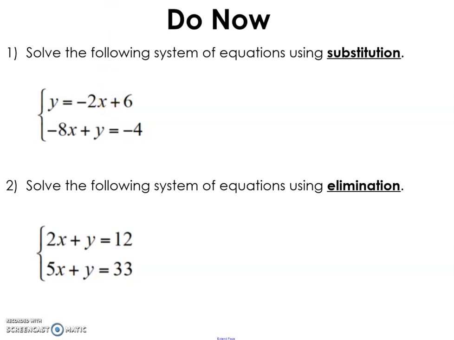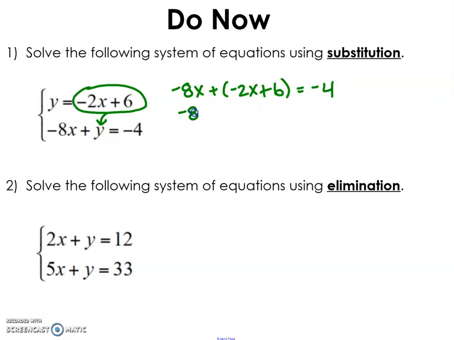When we use substitution, we're going to substitute in an expression for a variable, and we'll use substitution when it's evident that there's a variable that's already isolated. So for instance, in this first example, the y is already isolated, so we know that y is equal to negative 2x plus 6, so I can take negative 2x plus 6 and plug it into the y in the other equation. So we'll have negative 8x plus y, and y is now negative 2x plus 6, and that's going to be equal to negative 4.